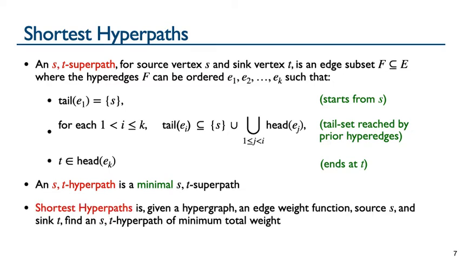The shortest hyperpaths problem is, given a hypergraph, a positive edge weight function, a source vertex S, and a sink vertex T, find an ST hyperpath of minimum total weight. The shortest hyperpath is the most parsimonious series of reactions that produces the targets from the sources. In many cell signaling databases, hyperedges have unit weight, which corresponds to finding the fewest reactions to produce the target from the source.